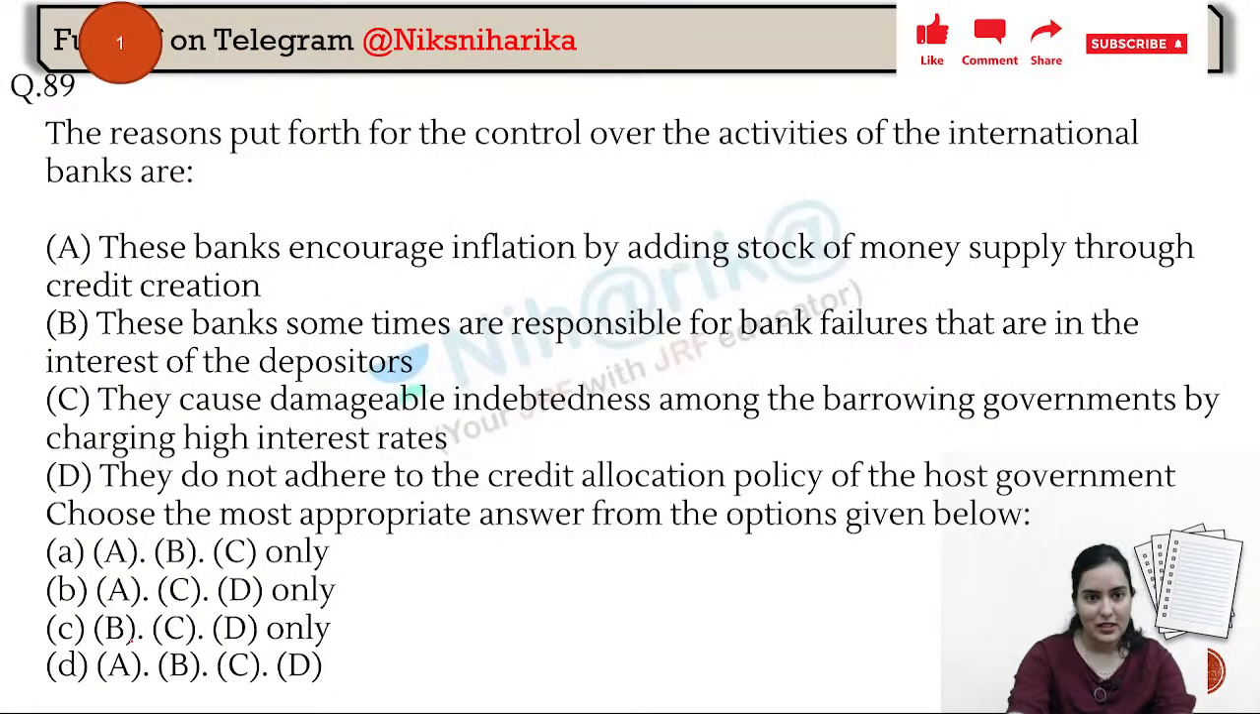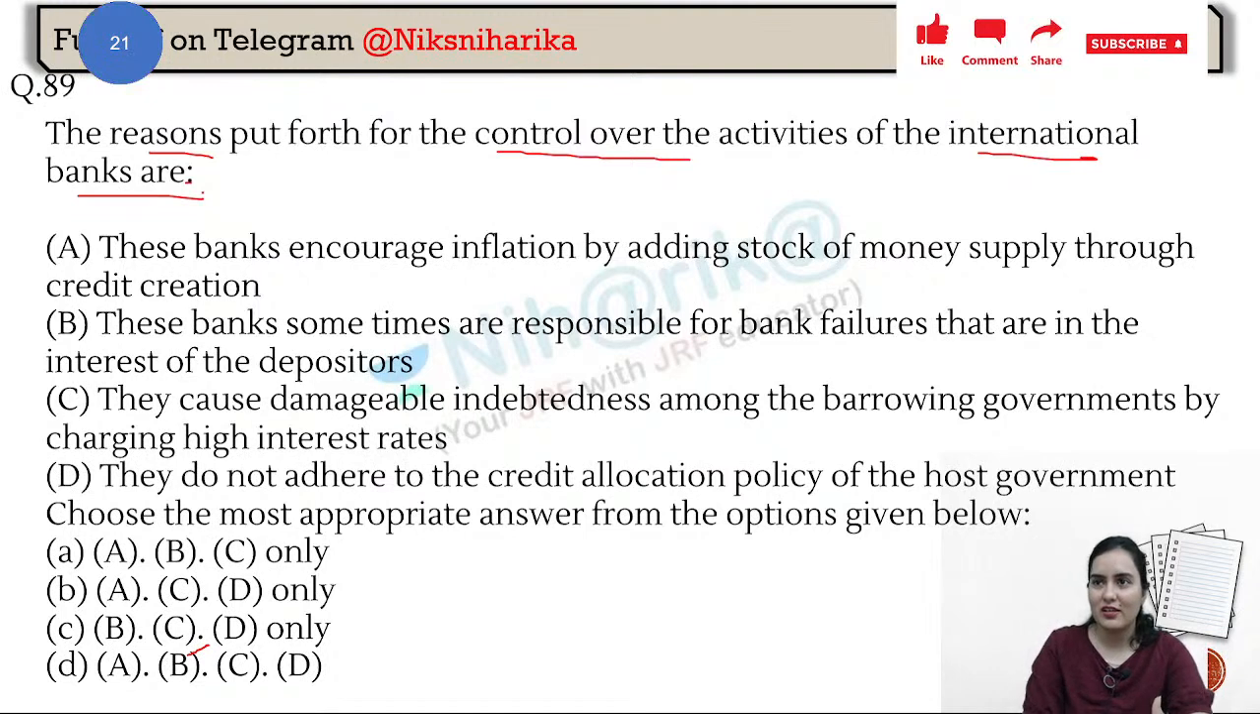Now, the reasons put forth for the control over the activities of the international banks are, basically, here you have to select. See, when we do the control over the activities of international banks, everything falls apart.